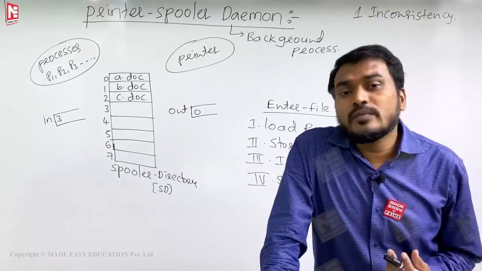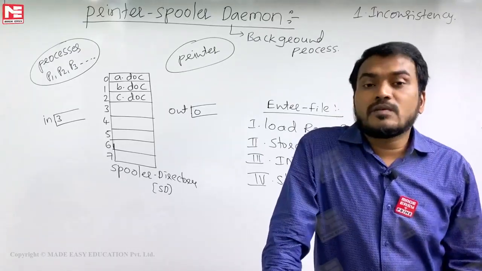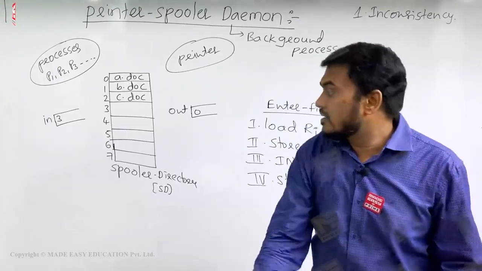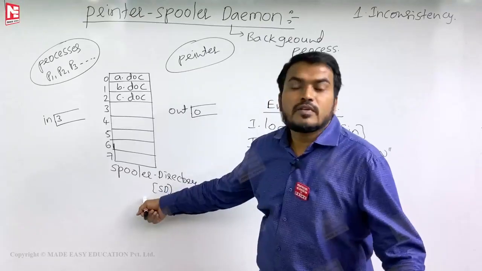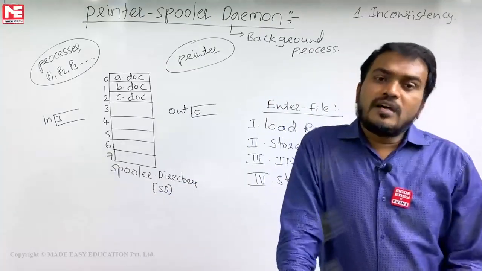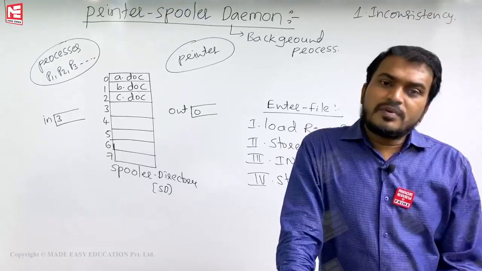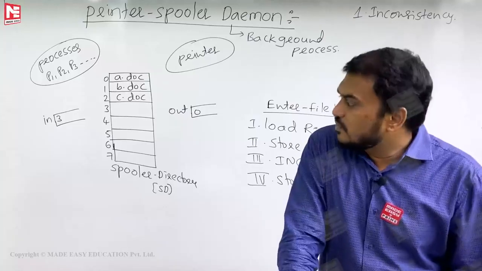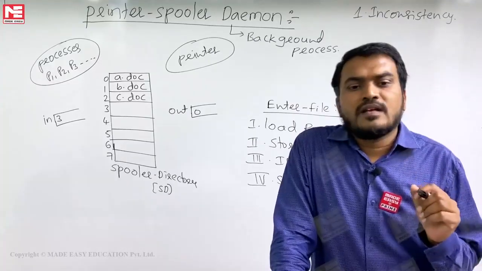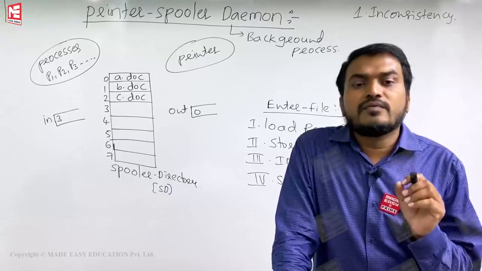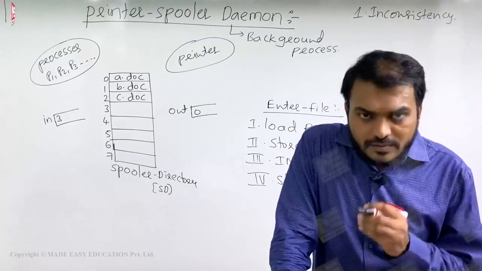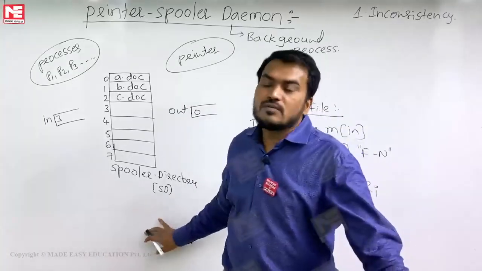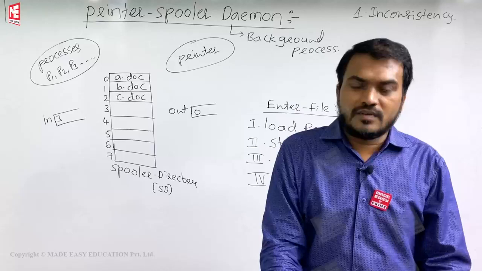So where will your document be stored? Remember, the document will be stored in something called the spooler directory. Every printer will have a small software called the spooler directory. Whenever you give any print command, the document is first stored in the spooler directory. That is the concept we are going to discuss now. Understand carefully. Is the point clear?